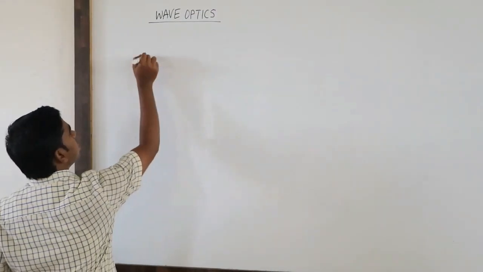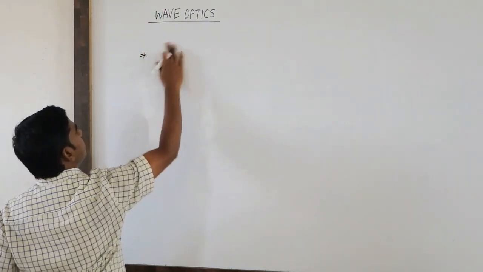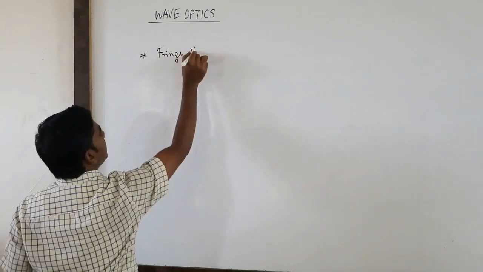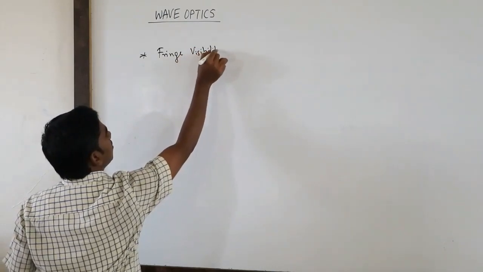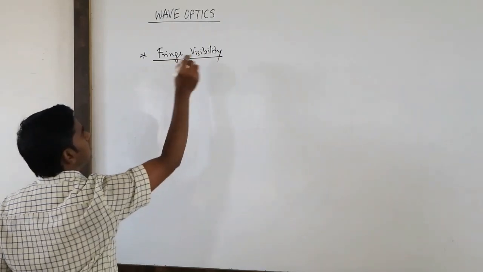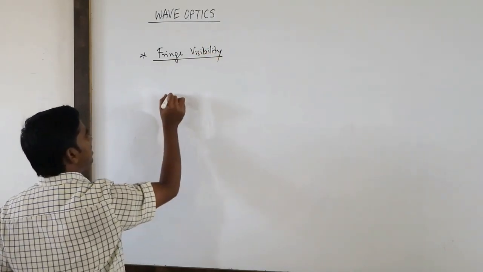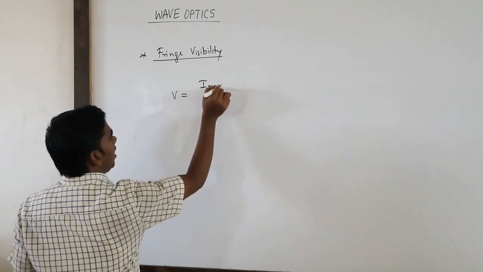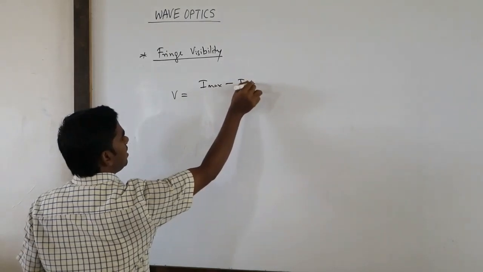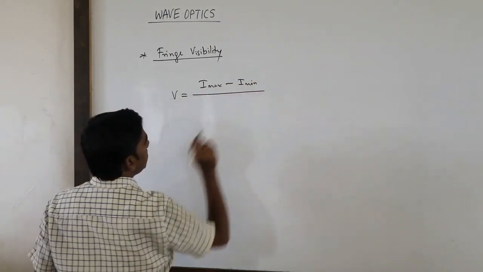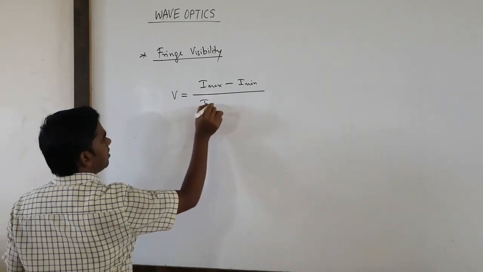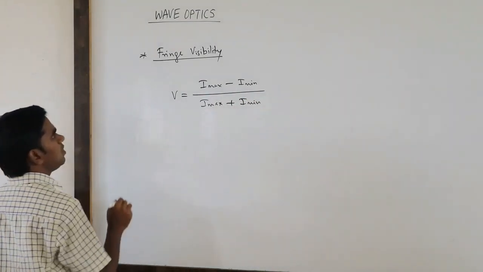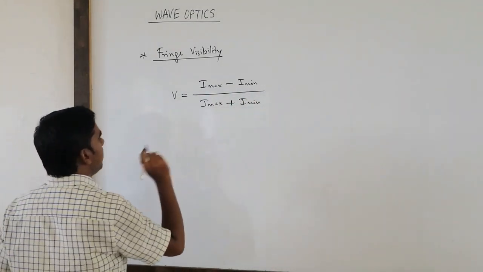Next is something called fringe visibility, or it is also called band visibility. What is fringe visibility? We can denote it by V. This is nothing but I maximum minus I minimum, that is the difference between the maximum intensity and minimum intensity, divided by the sum of maximum intensity and minimum intensity. This is what we call fringe visibility or band visibility.